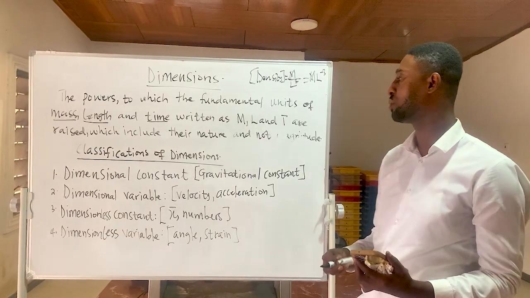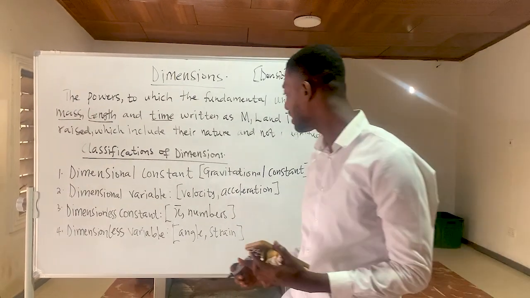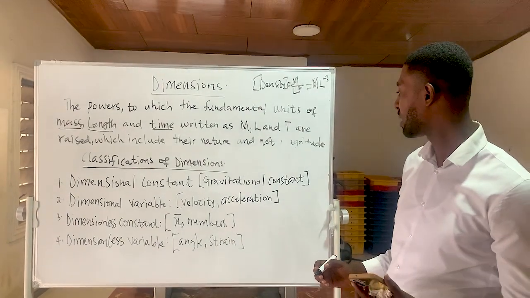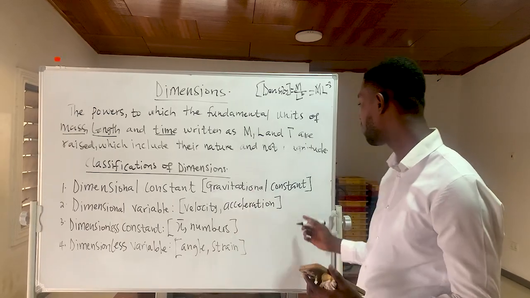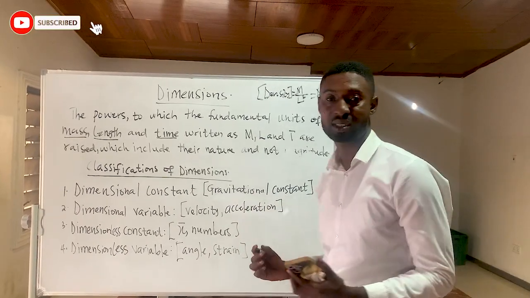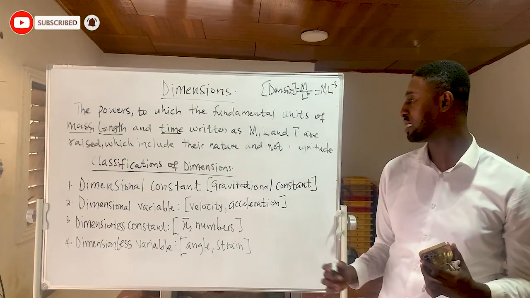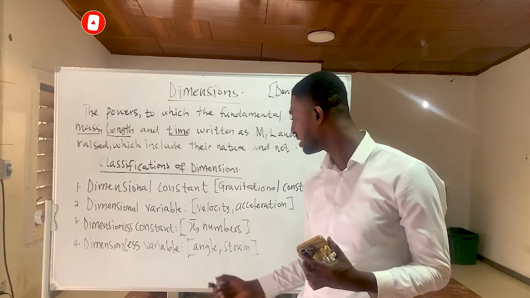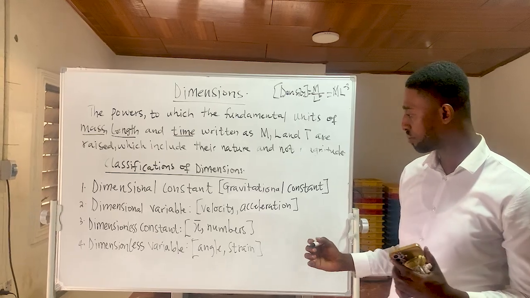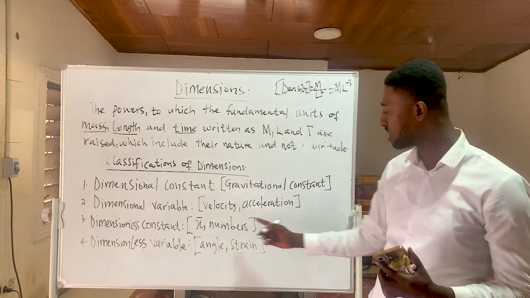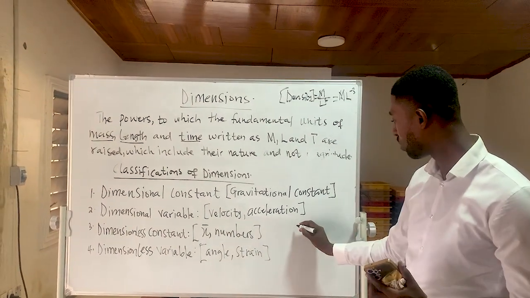Of dimensions, we have one, dimensional constant. So there are some variables with constant dimension. Example, a gravitational constant has a fixed dimension. The second one is dimensional variable. So there are variables with what? Dimensions. An example is velocity, V.